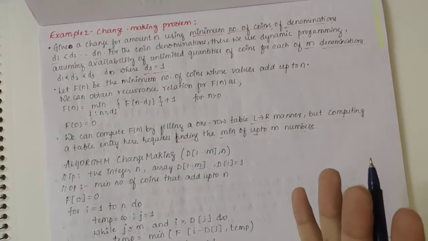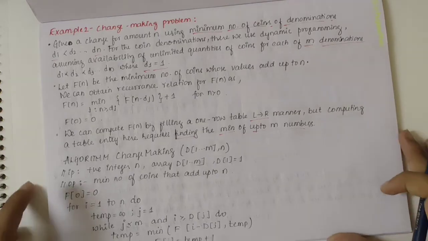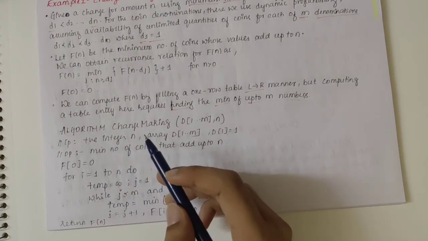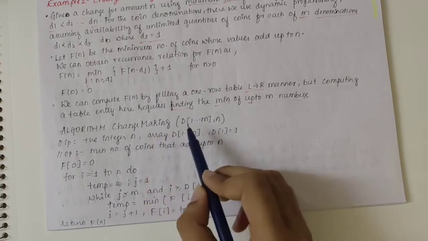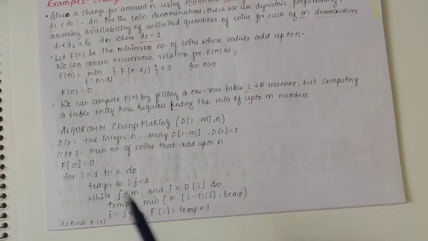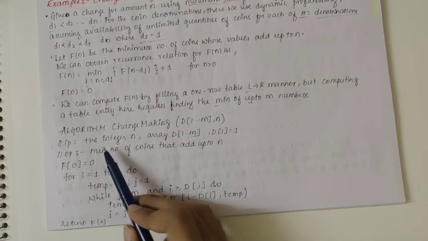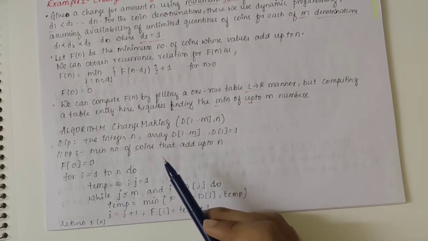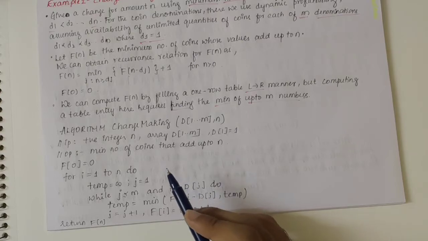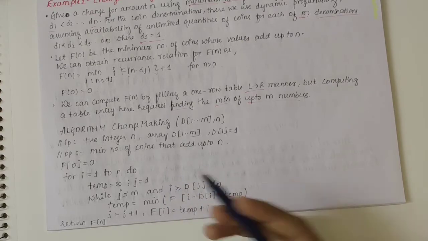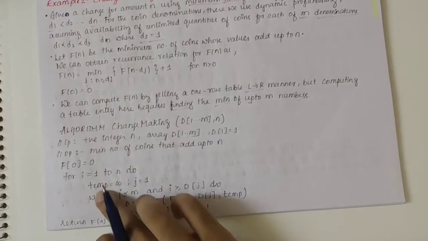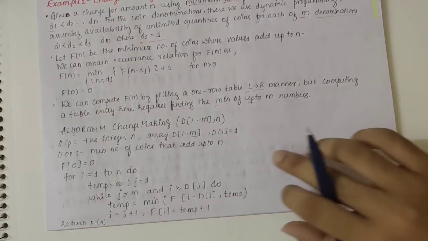Previously we looked into the maximum amount of money. Here we'll be looking into the minimum number of coins required. Next we have the algorithm part. Algorithm ChangeMaking d of 1 to m, comma n. Here the input is the positive integer n and the array d of 1 to m. So we are taking the positive integer initially, along with the denominations also. D of 1 is 1, we know that. Then the output is the minimum number of coins that add up to n.